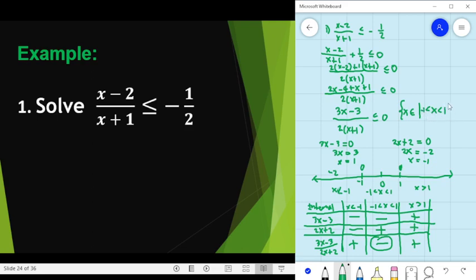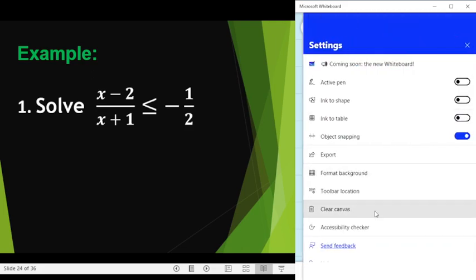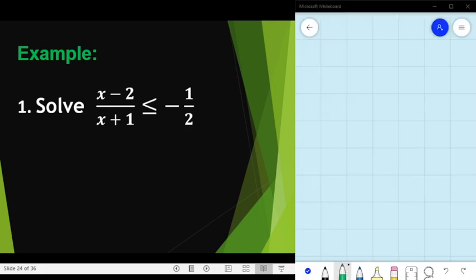Okay? So please correct that in our solution. That one was wrong. Please correct our solution. Okay? So, no questions? Let's proceed to example number 2.